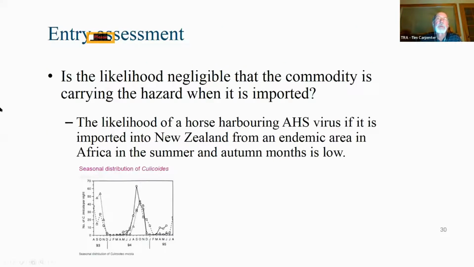So going through this in more detail, we're doing the entry assessment. We're looking at, is the entry into our country going to be negligible? And to do that, we're looking at the country of origin in Southern Africa, and we're looking at, is the virus cycling, and that's dependent on the midge, or the Culicoides, being active or not. And here's a figure I took showing that there are certain times of the year that the midge will be active, and that's going to be virus circulating time.